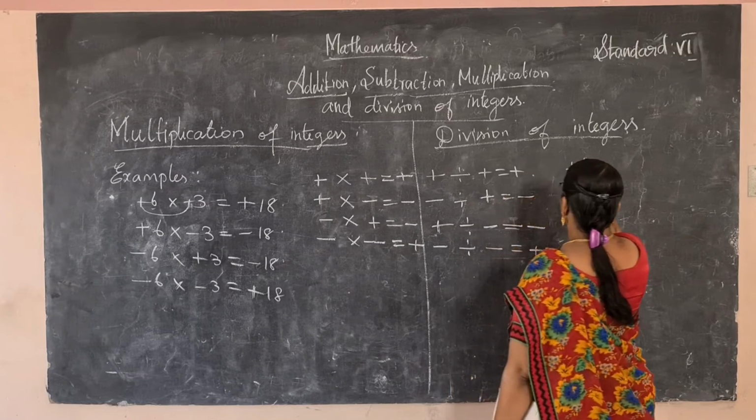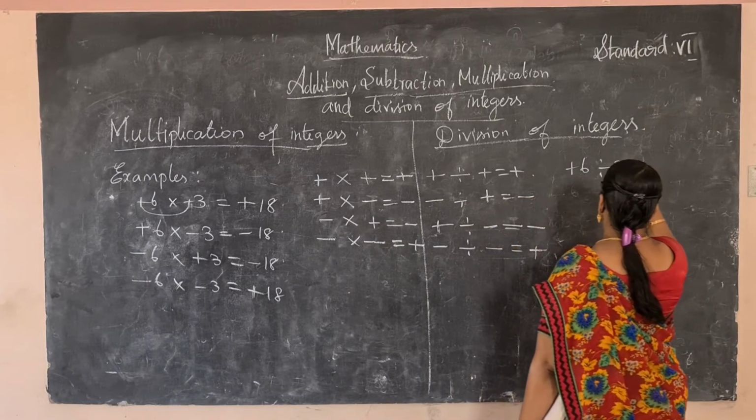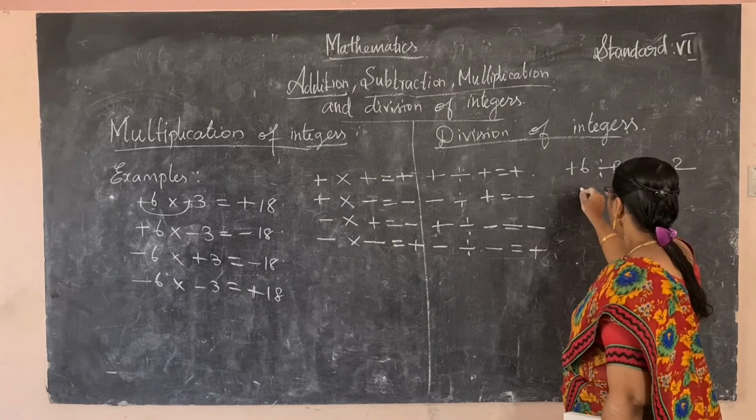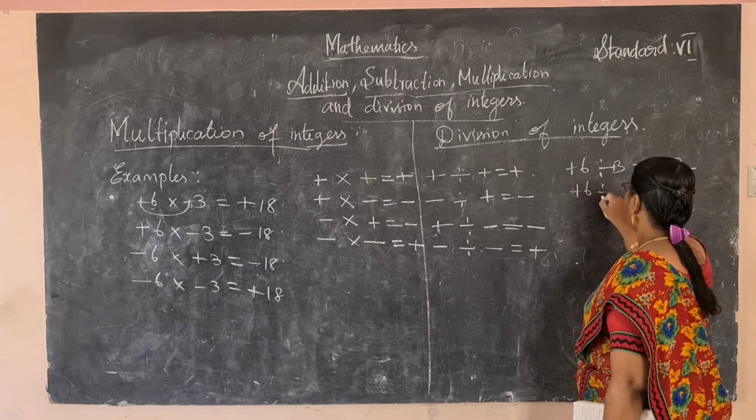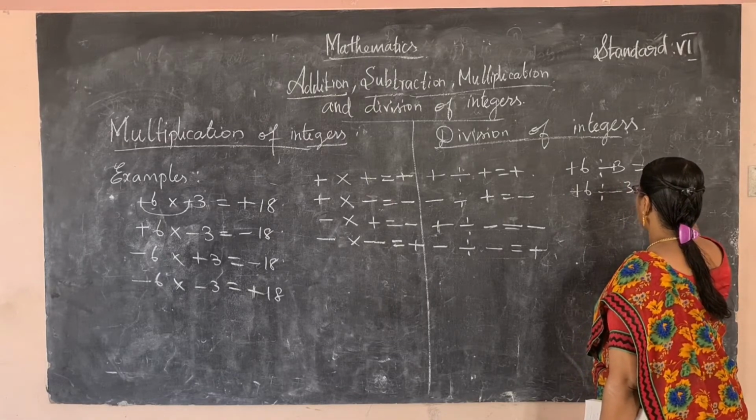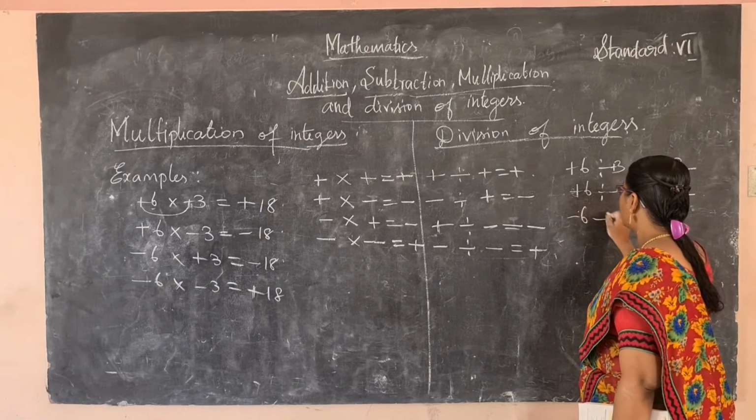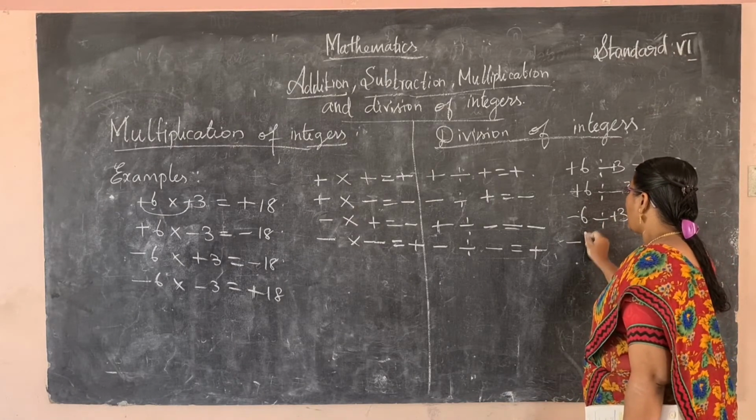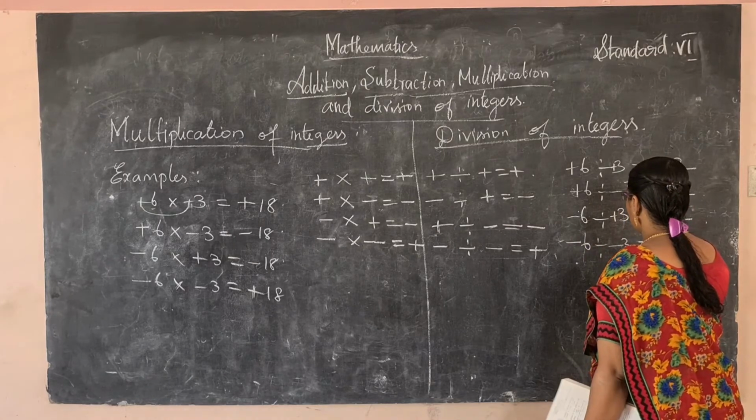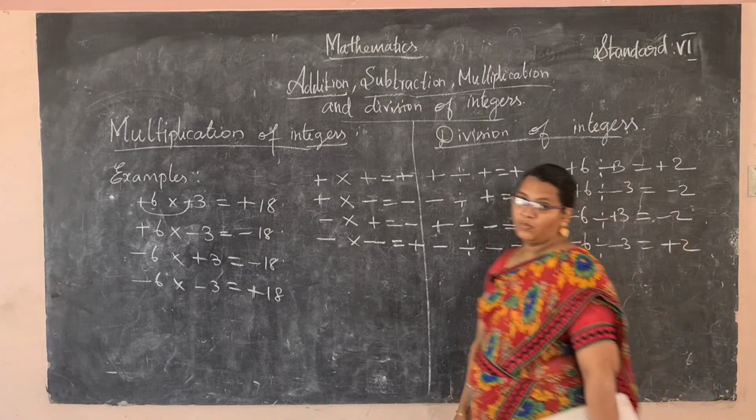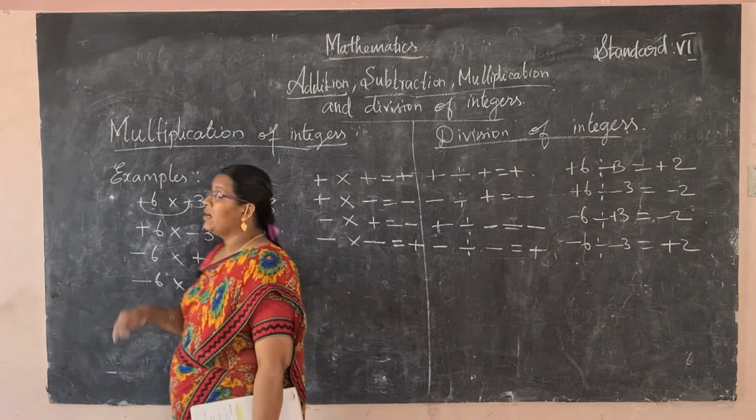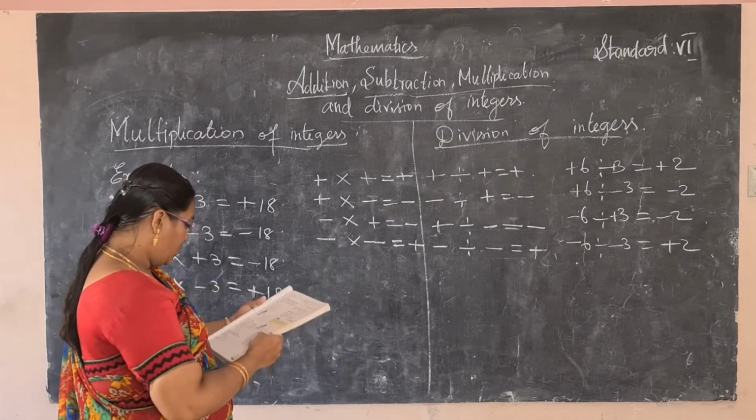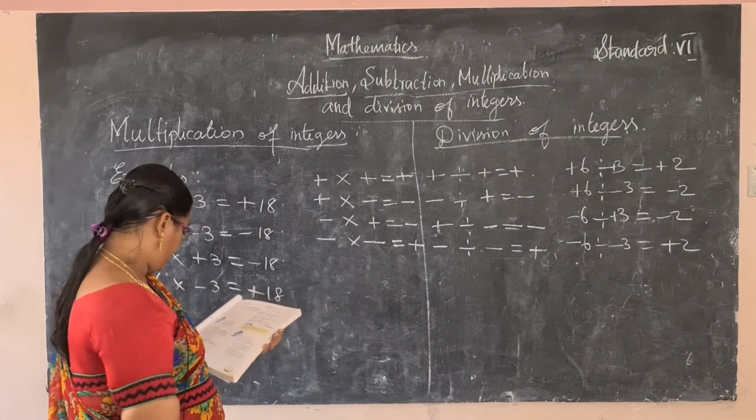Plus 6 divided by 3 is equal to plus 2. Plus 6 divided by minus 3 is equal to minus 2, and minus 6 divided by plus 3 is equal to minus 2, and minus 6 divided by minus 3 is equal to plus 2. I hope you have understood the concept of multiplication of integers and division of integers. That's it. Okay, now the book examples.